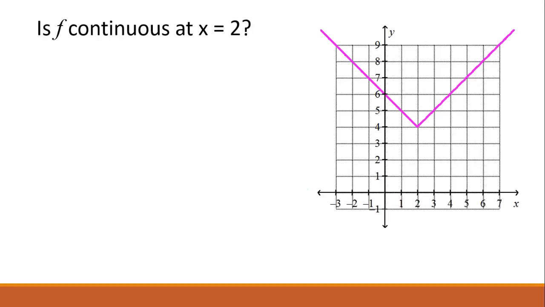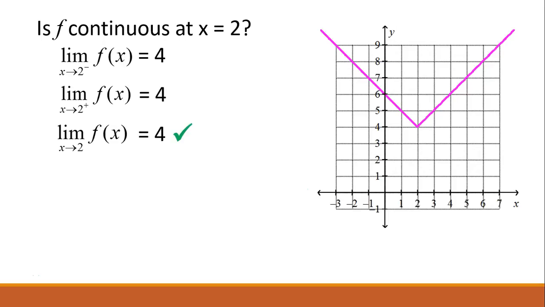Is this graph continuous at x equals 2? Well, let's go through the 3 steps and find out. First, we have to decide what the limit as x approaches 2 is. So from the left, the limit as x approaches 2 is 4, and it's the same from the right, which means, yes, we do have a limit as x approaches 2 on this graph.